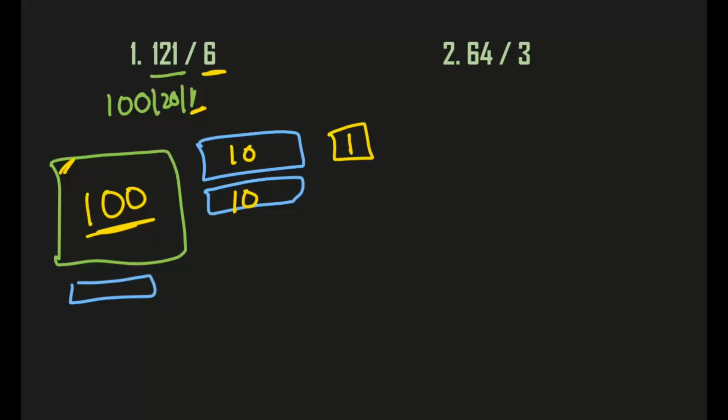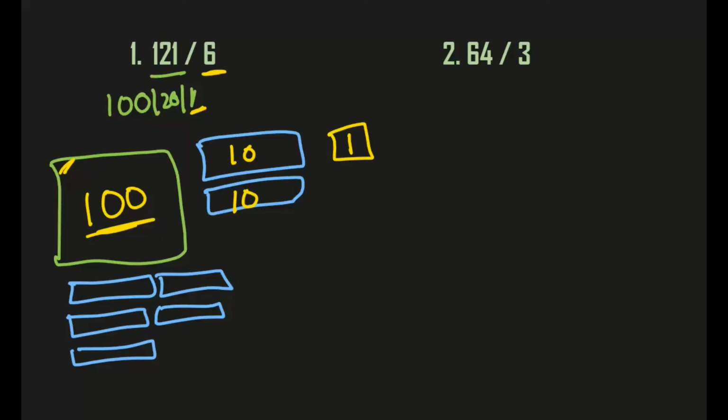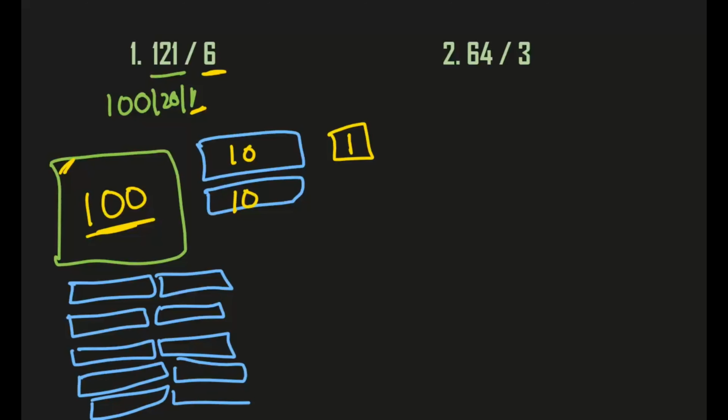So we have 1, 2, 3, 4, 5, 6, 7, 8, 9, and 10. So that will be your hundredth block. So we can just cross that off.